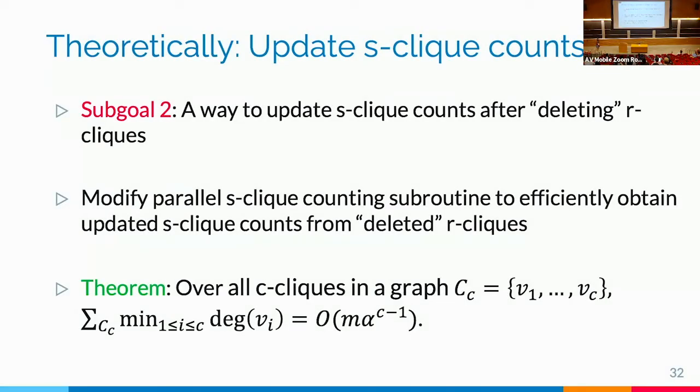Essentially, the way that we accomplish this subgoal is we modify the s-clique counting subroutine to efficiently obtain updated s-clique counts from the peeled r-cliques. And this will allow us to update the s-clique degrees of the remaining r-cliques. And in particular, we prove the following theorem, where over all c-cliques in a graph, the sum of the minimum degree of each c-clique is upper bounded by O of m alpha to the c minus 1. And basically, we show this with a clever counting argument.